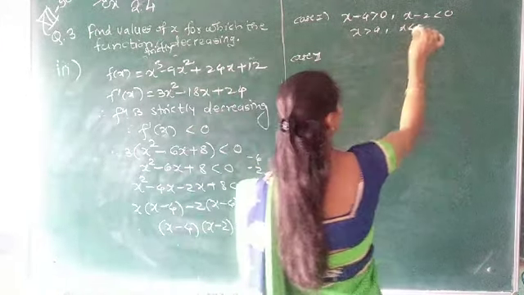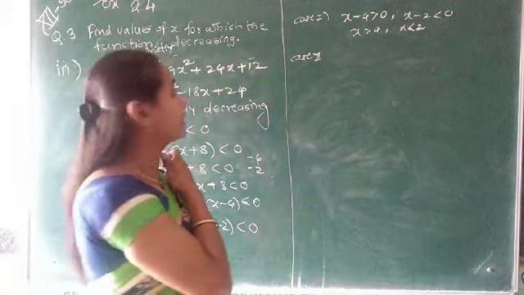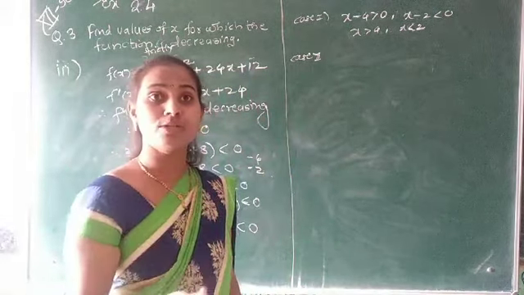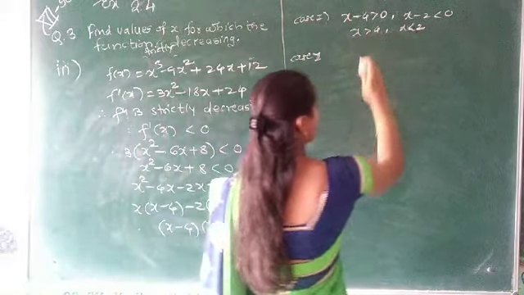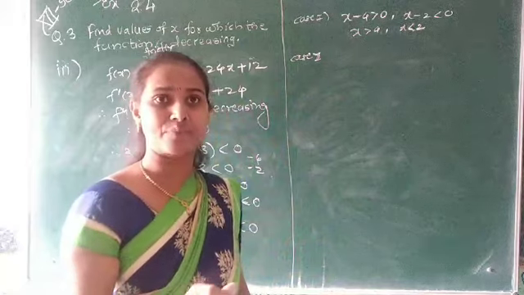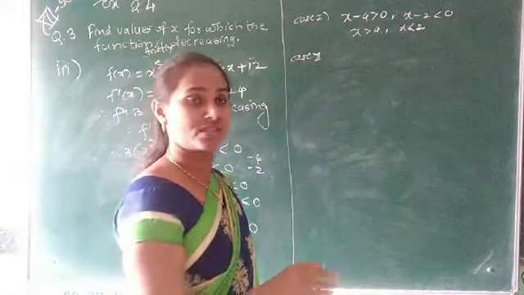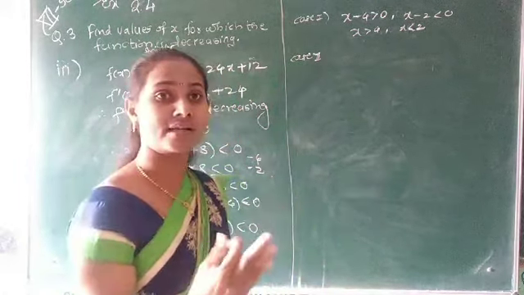x less than 2, how did that come? x greater than 4 but x less than 2, meaning x is smaller than 2. So x is less than 2 and x is greater than 4, again which is absurd, which is not possible. X greater than 4 and less than 2 at a time is not possible.